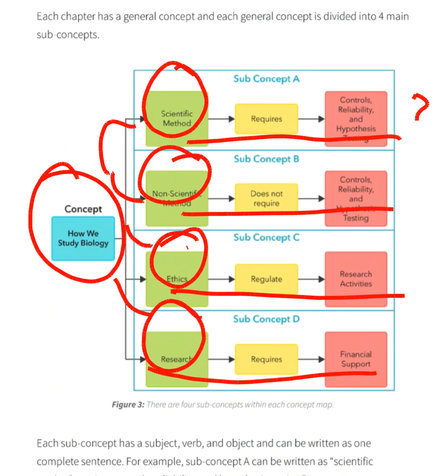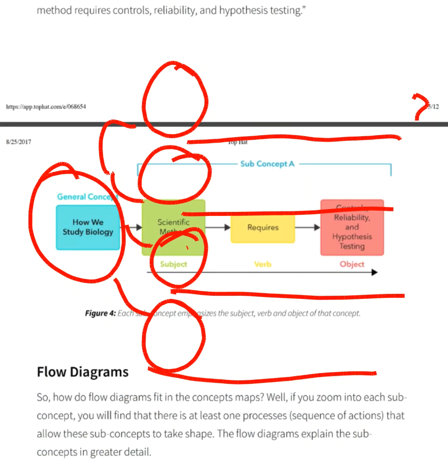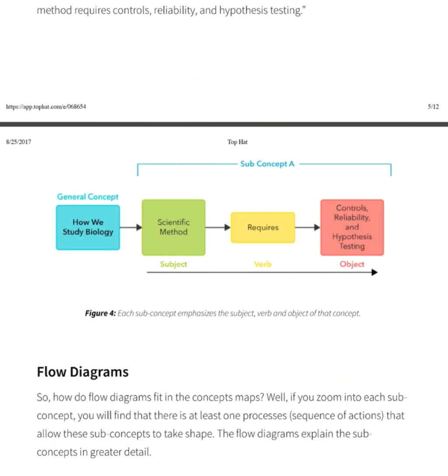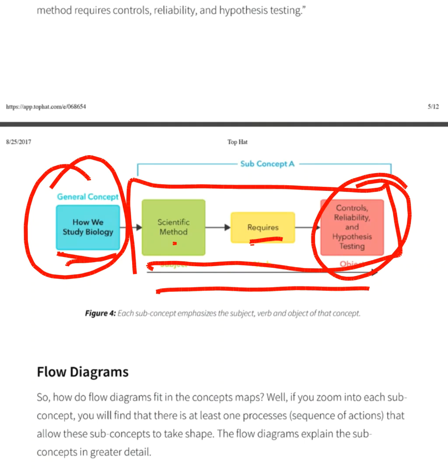Okay, so then as we continue to scroll down here, we're going to go past this here in a second and come to this. Like I said earlier, you have a general concept and then you have the sub-concept. And these sub-concepts are found in your chapter. And so it usually has a scientific method, requires, and it has something over here that is really very important. So you have a major concept here, and then the sub-concept in each one of your chapters.